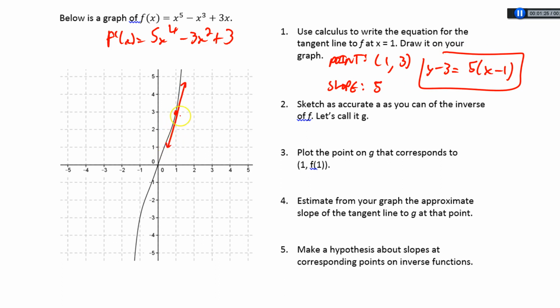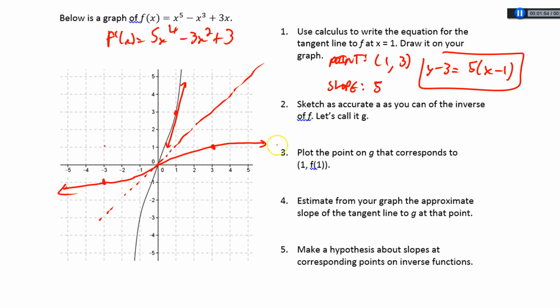There's our tangent line. Now, what they want us to do is go to the inverse of f. Okay, so that's going to be reflected over the line y equals x. So let's see if we can find some points. 1, 3 is going to be translated to 3, 1. That's a buddy point right there. Negative 1, negative 3 will be translated to negative 3, negative 1, excuse me. And then it just kind of does a lane change through there. So something kind of like this.